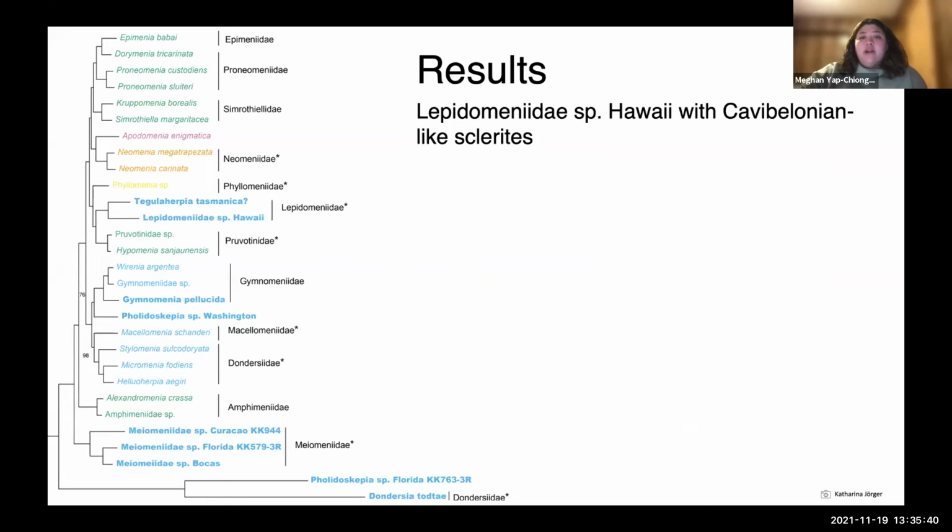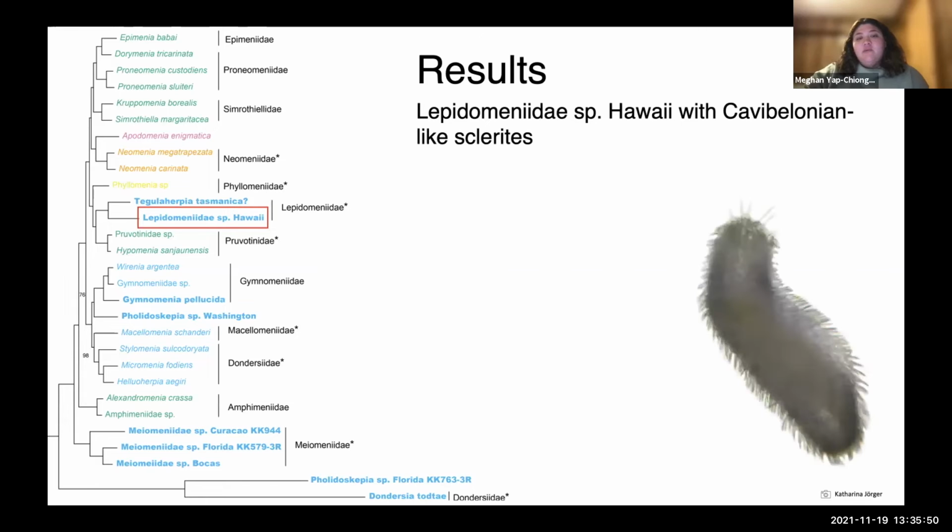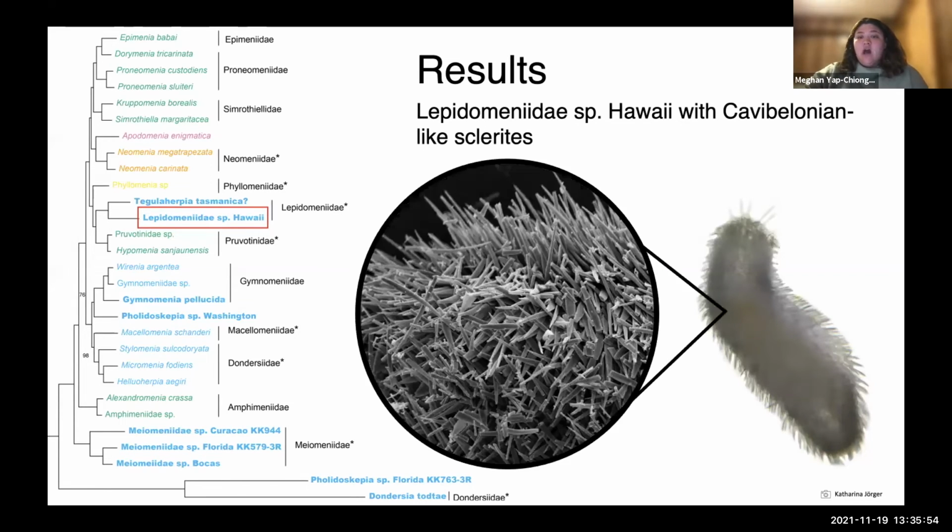One of the important interstitial families, Lepidopteridae, here is not recovering within Pholidoskepia, even though they're small and scaly. But we do have a weird instance of this Lepidopteridae species from Hawaii that looks like a Cavibelonia with those hollow needle sclerites. So this is something that's very interesting. And this is based on microanatomy and also on pulling out 16S and CO1 and comparing them to other Lepidopteridae species.